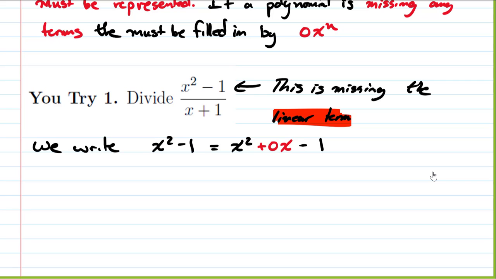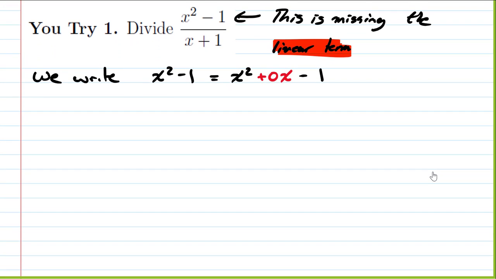I had a typo there. It should be minus 1. So we rewrite x squared minus 1 as x squared plus 0x minus 1, and that is what we're going to use to set up our long division. So if we don't include that term when we do our long division, the algorithm will crash, and what I mean by that is when you move to one of the next steps, your like terms won't line up anymore, and it just makes the algorithm not pretty.